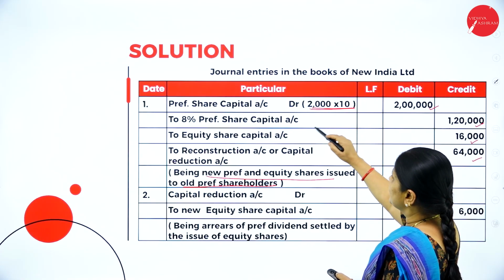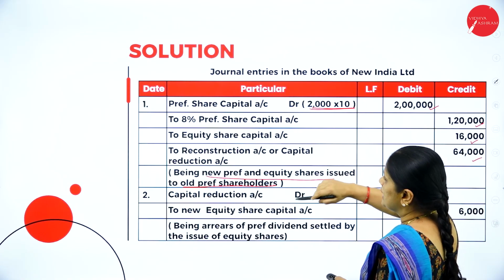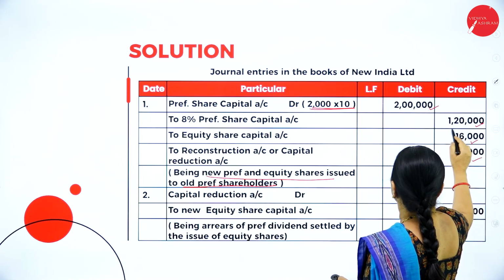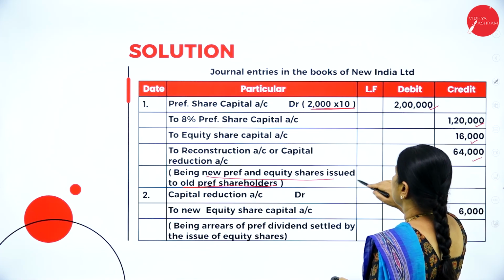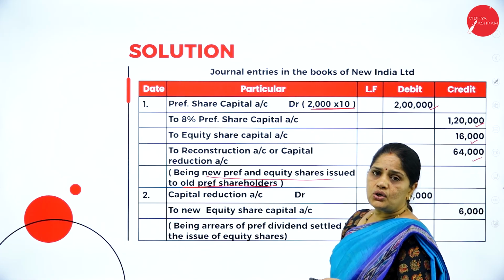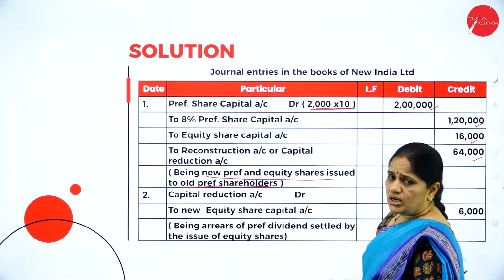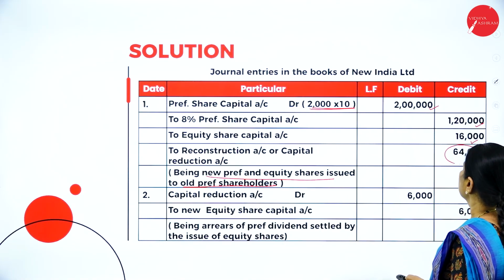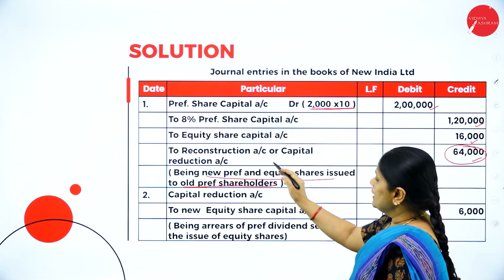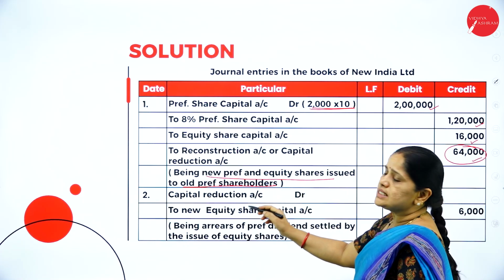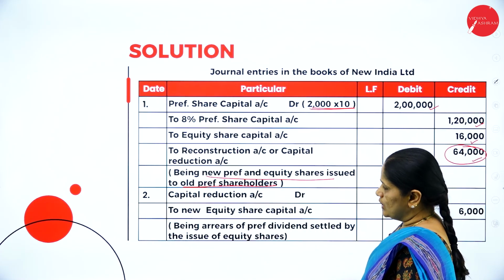So here we have the preference share capital account debit 2 lakhs, to 8% preference share capital 1,20,000, to equity share capital 16,000, to reconstruction account 64,000. So whatever is the balance, it has been transferred to capital reduction account. Then being new preference and equity shares issued to old preference shareholders.